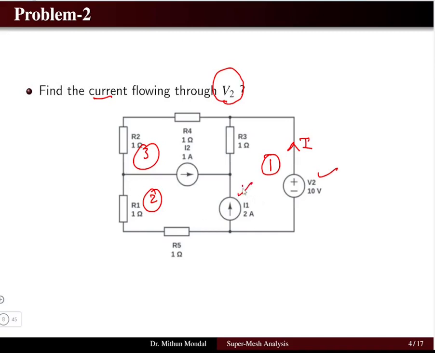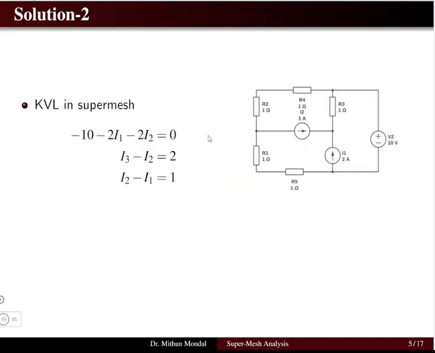However, a current source of 2 ampere is present between mesh 2 and mesh 1, and a current source of 1 ampere is present between mesh 3 and mesh 2. So we can see that these two sources will lead to a super mesh problem, and if we remove these two sources, then the first mesh, second mesh and third mesh will combine together to form a super mesh problem. So let us see the solution.